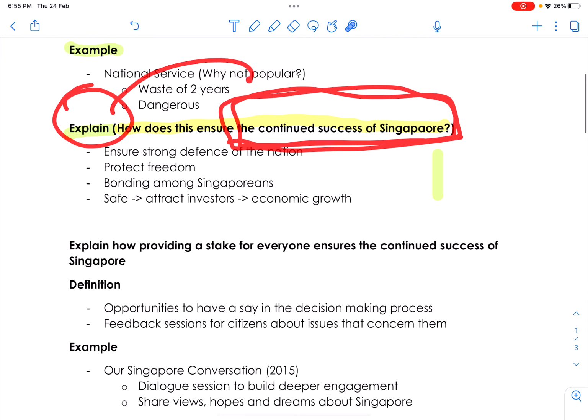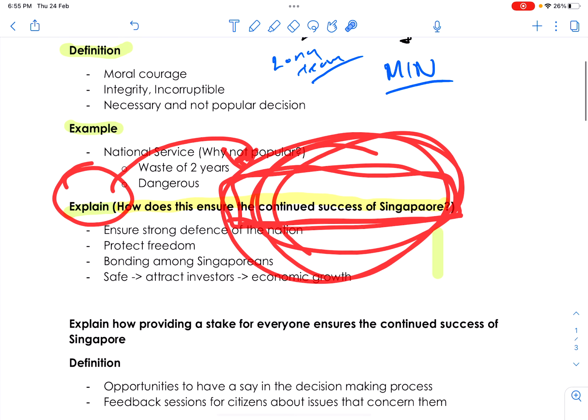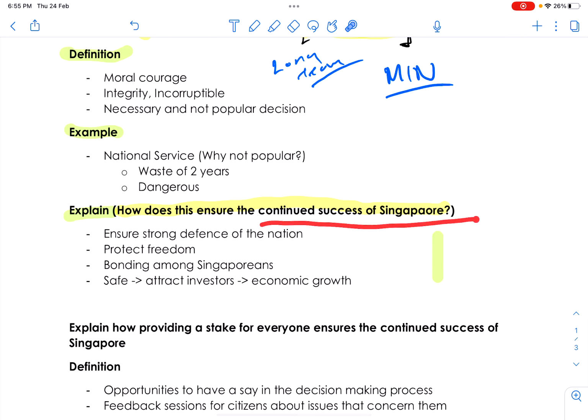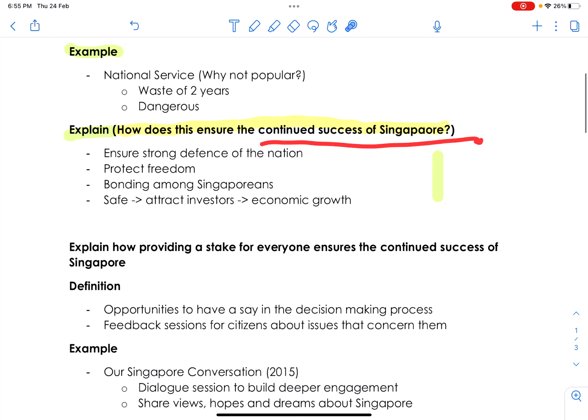Explain why is it still necessary? How does this help to ensure? How does making the decision of NS help to ensure the continued success of Singapore? Because when you make this decision, you ensure the strong defense of the nation. You ensure our freedom is protected. Okay, our sovereignty, our independence is protected.